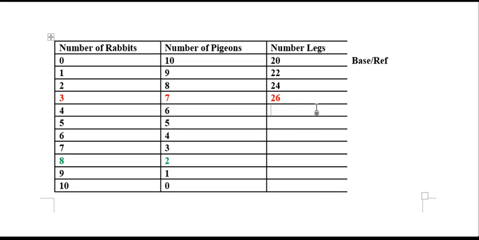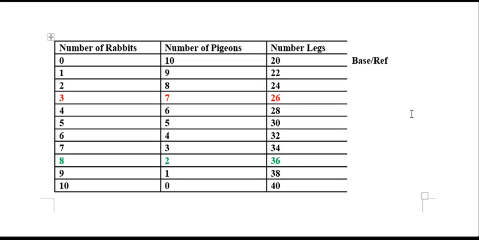You get the numbers 28, 30, 32, 34, 36, 38, and finally 40. If you look at the last column of this table, you find a very interesting pattern there. Each time you decrease the number of pigeons by 1 and increase the number of rabbits by 1, you get 2 extra legs. From 20 to 22, 22 to 24, 24 to 26, 26 to 28, and so on and so forth.